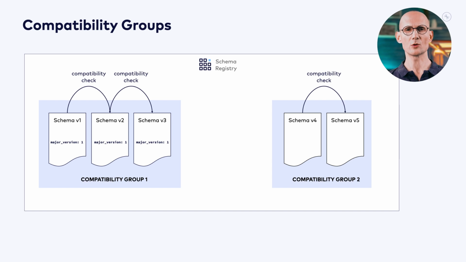You can then configure the Schema Registry to use this field to perform compatibility checks only between versions within the same group. It means that you can create a new version of the schema and introduce a breaking change if it's assigned to a new compatibility group. Here we assign schema v4 to a new compatibility group identified by the major version property set to 2.